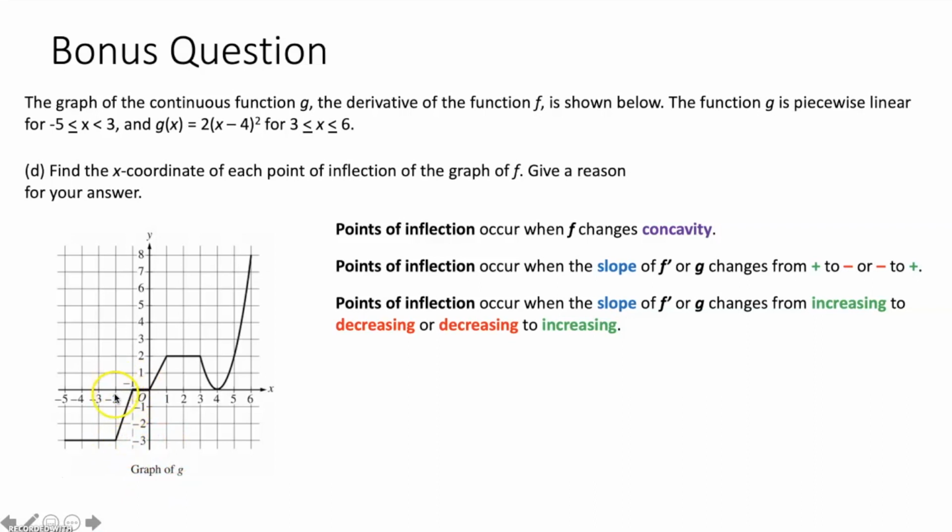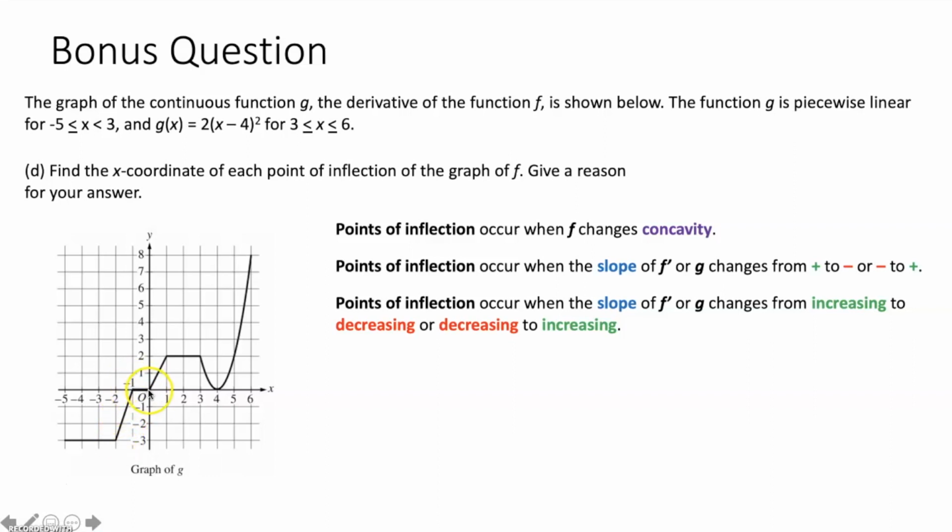Now, does that mean there will be an inflection point at x is equal to -2? No, because inflection points only occur when the slope of the graph of your derivative changes from positive to negative or negative to positive, not 0 to positive or 0 to negative. So there will not be an inflection point at x is equal to -2. For the exact same reason, there will not be an inflection point at x is equal to -1 because it's changing from positive to 0.